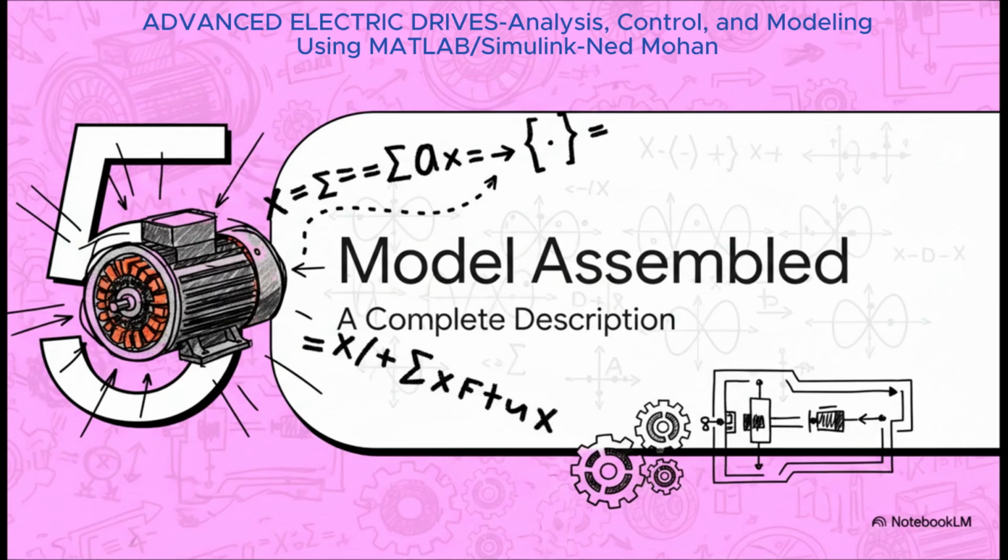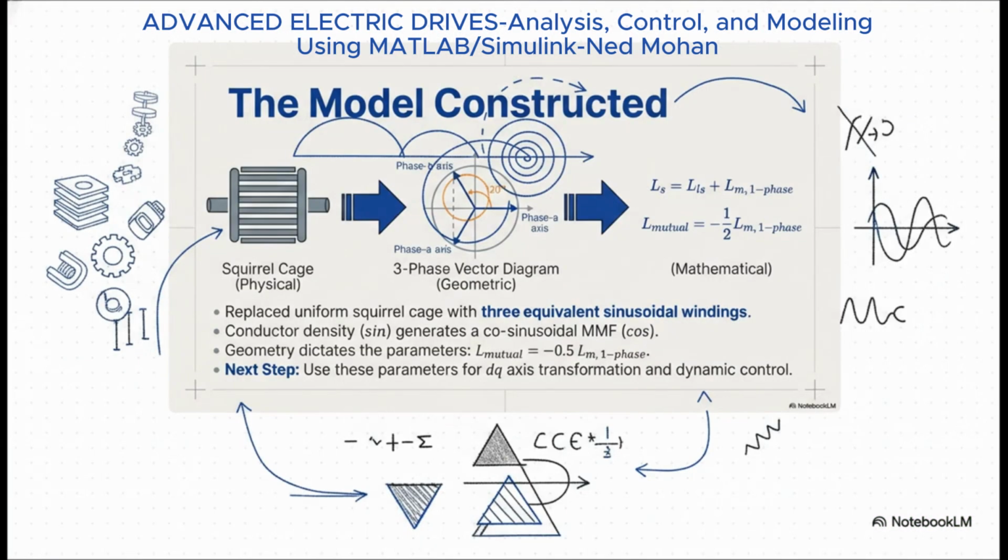Okay, home stretch, final section. Let's assemble all these pieces into our final model, moving from the physical machine to a complete mathematical description. Let's just step back and look at the journey we've been on. We started with a physical squirrel cage and we modeled it as an equivalent three-phase winding. We saw how a sinusoidal conductor distribution creates a cosinusoidal MMF. And we just used the 120-degree geometry of the machine to derive the inductance parameters. In short, we've successfully translated a complex physical object into a clean, neat set of mathematical values.